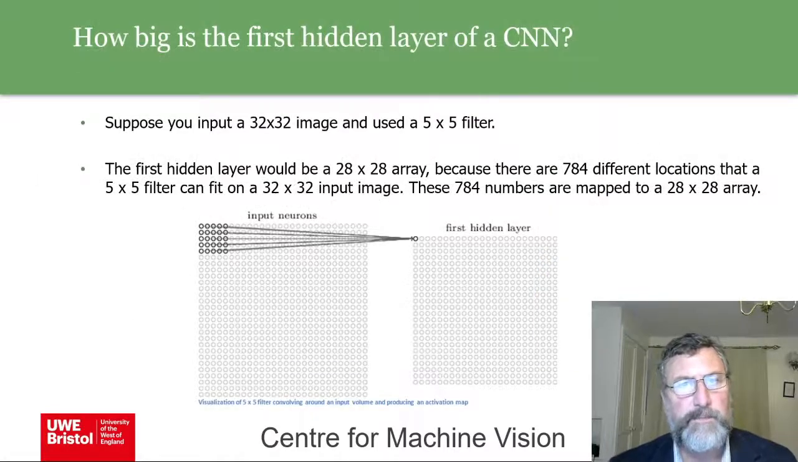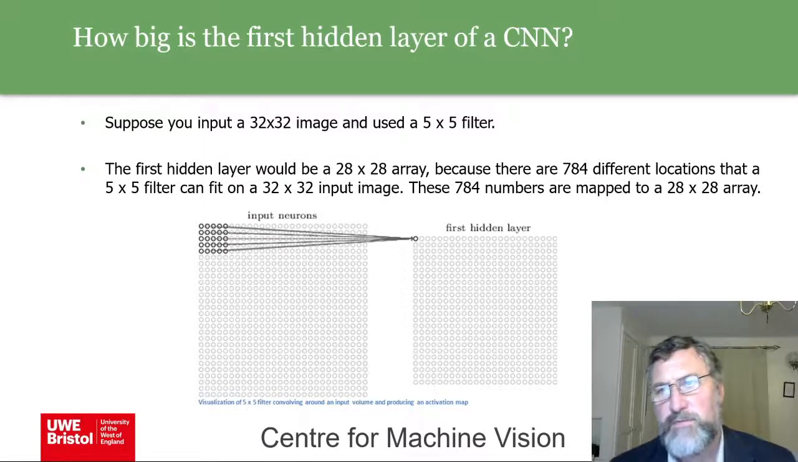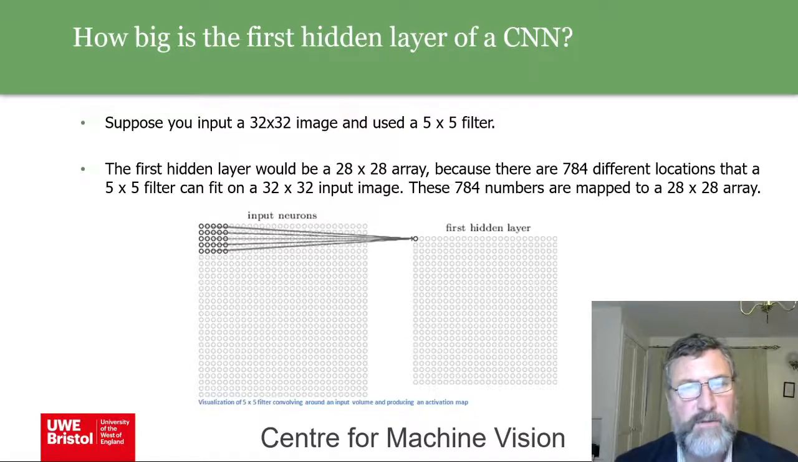Now, how big is the first hidden layer of a CNN, you might ask? Well, suppose you had an image 32 by 32 and use a 5 by 5 filter. The first hidden layer would be a 28 by 28 array, because there are 784 different locations that a 5 by 5 filter can fit onto a 32 by 32 input image. These 784 numbers are mapped to a 28 by 28 array. So this is the input neurons, and we've got this hidden layer coming up here. So the activation maps form the hidden layers.